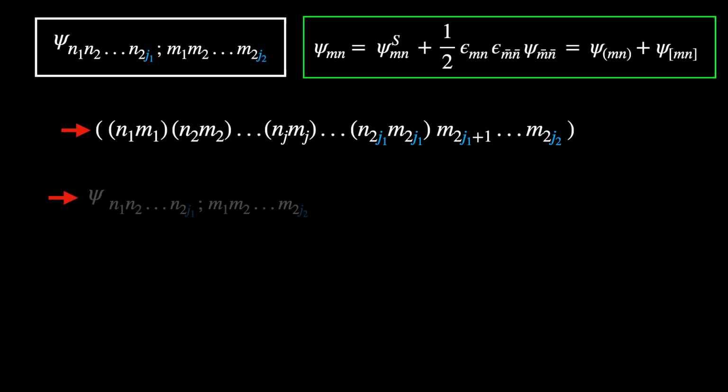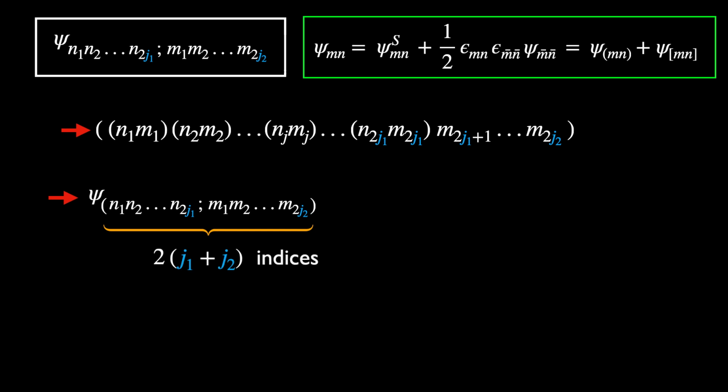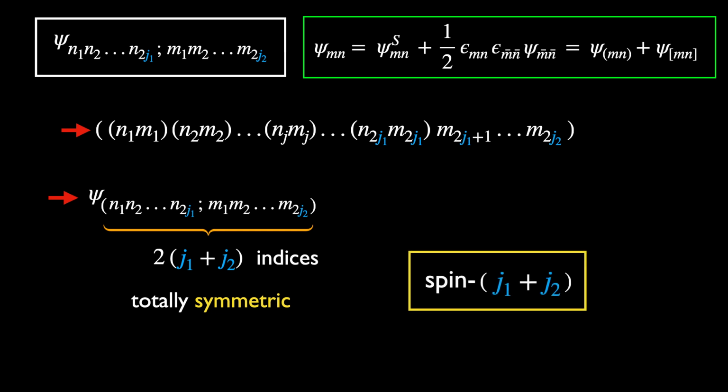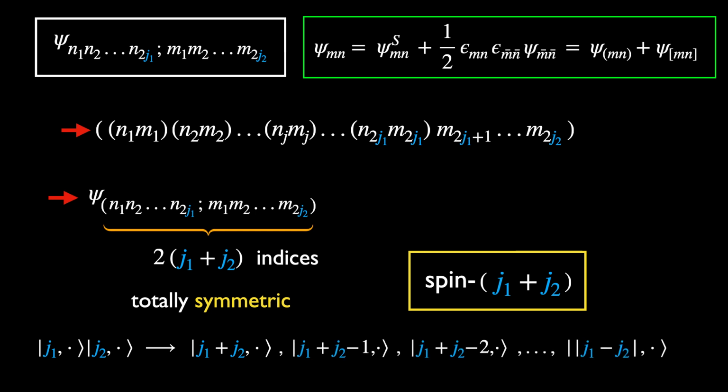So we have a symmetric tensor with 2 times j1 plus j2 indices. As we have shown earlier, the components of this tensor correspond to the spin j1 plus j2 multiplet. This is exactly one of the total angular momentum multiplets that could arise from the composition of j1 and j2. Let's see if we could derive all the other multiplets that we have shown in lecture 21, which could result from such a composition.